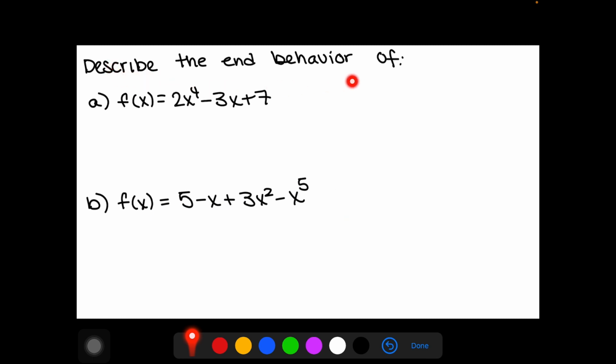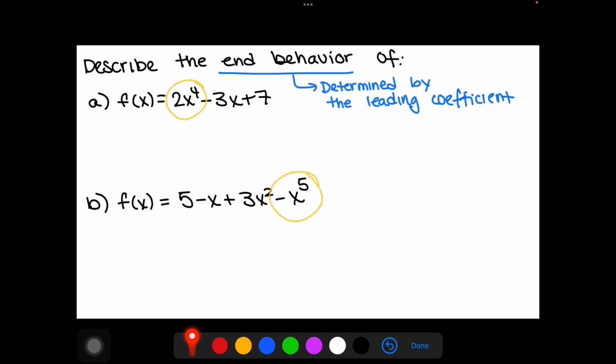Describe the end behavior of each function. So in general, if you have a polynomial, the end behavior is determined by the leading coefficient. And the leading coefficient of a polynomial is the term with the largest exponent. The largest exponent dominates what happens when x is really, really large.